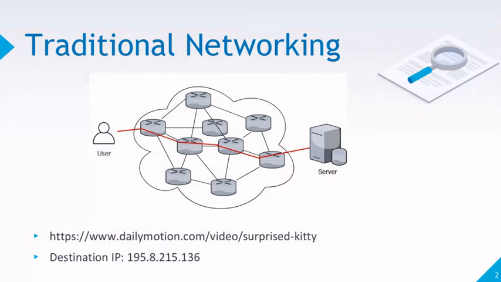The traditional internet paradigm is based on point-to-point communication, where a user communicates with a specific location on a secure channel. It's host-centric or location-centric and addresses endpoints. So each endpoint in an IP network is assigned a specific IP address. For example, this URL here translates into this destination IP address of the Dailymotion server.